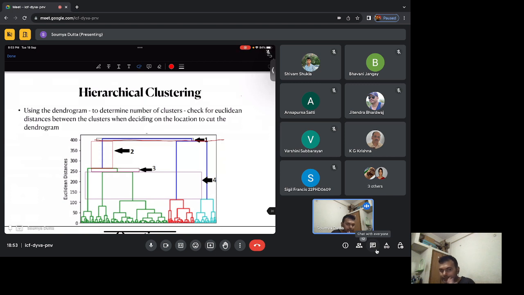I have not told you anything, but can you give me an idea about what should I look at if I have to understand that my clustering is good or bad from a dendrogram? The inter-cluster distance should be more. Inter-cluster distance should be more. So is this a good clustering or not? I mean if I cut it at 1.